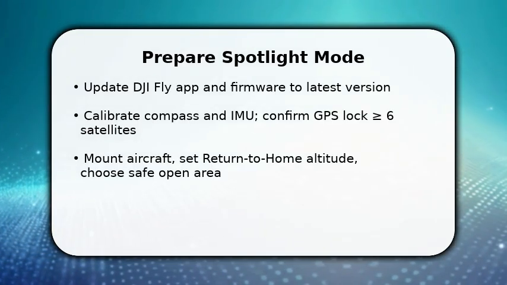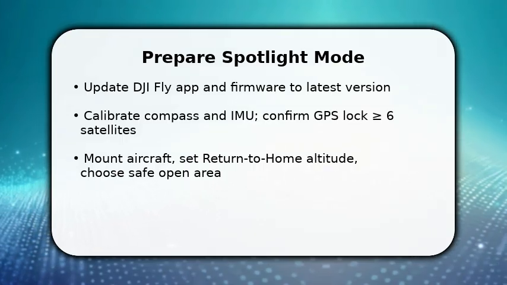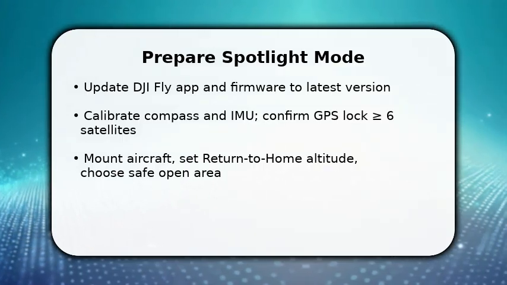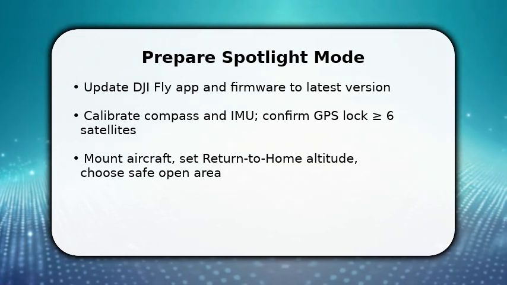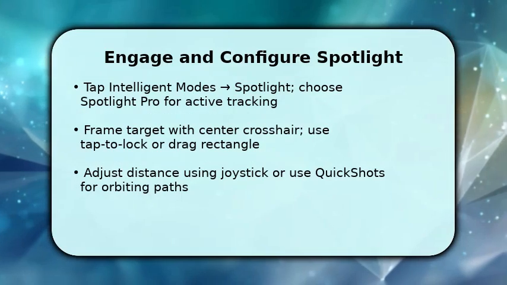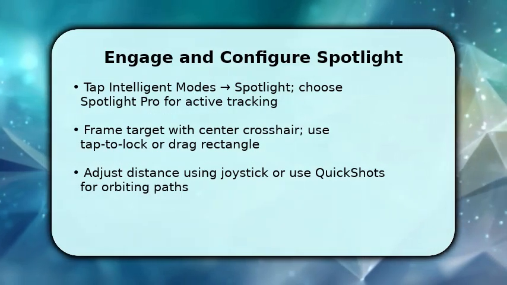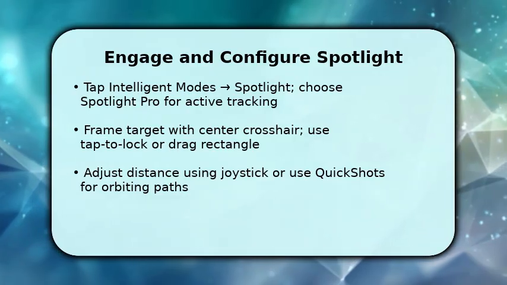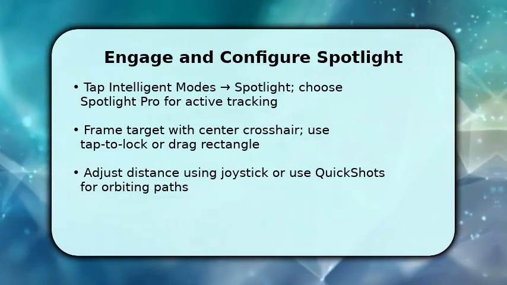Then, take off into a stable hover at a moderate height. This gets the aircraft ready for target selection and avoids sudden positional corrections when you engage Spotlight. Now engage Spotlight from intelligent modes and select the variant you need. Spotlight Pro gives active heading control while keeping the camera locked.